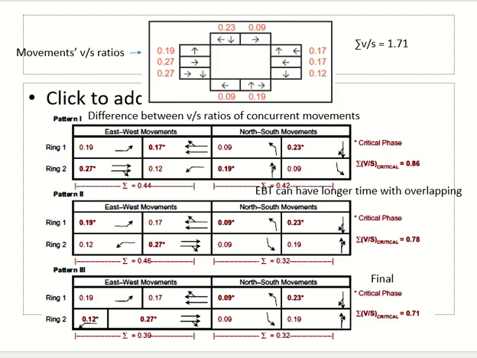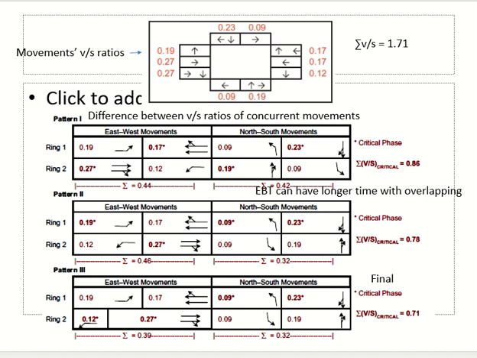If you add all the V by S ratios, you are getting more than one. That means you cannot have a separate phase for each lane group. You have to combine some of them. Then we discuss the phasing plan. You can have different phasing plans, and your purpose is to minimize the summation of V by S ratio. You want to keep it as low as possible.